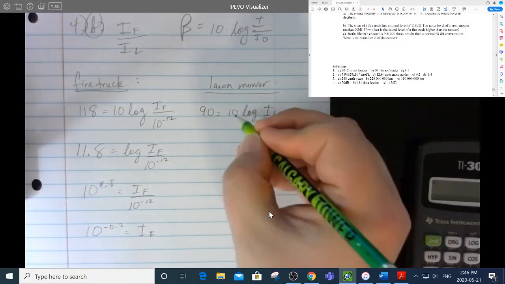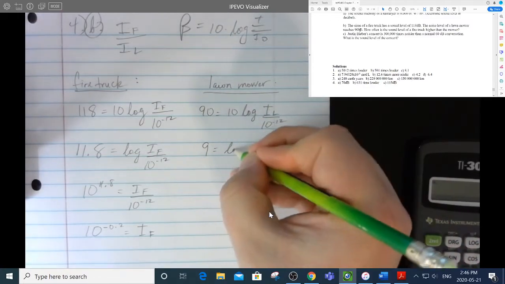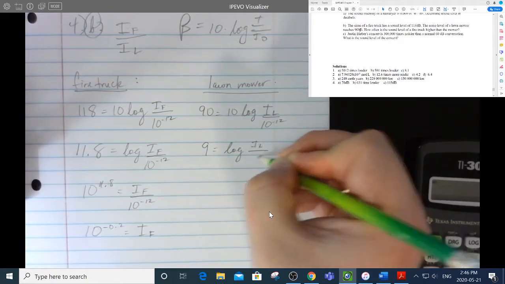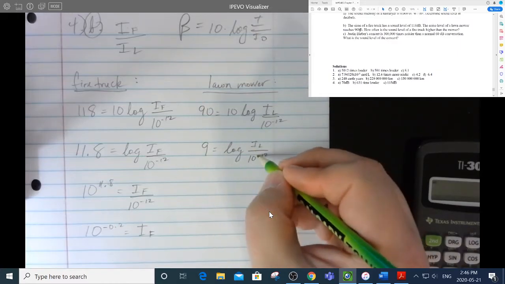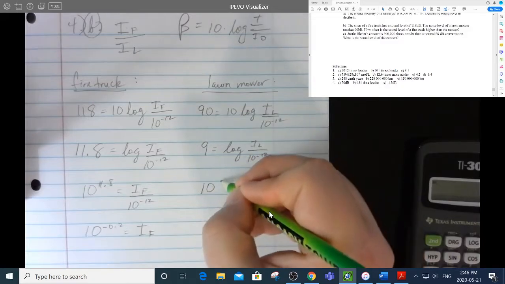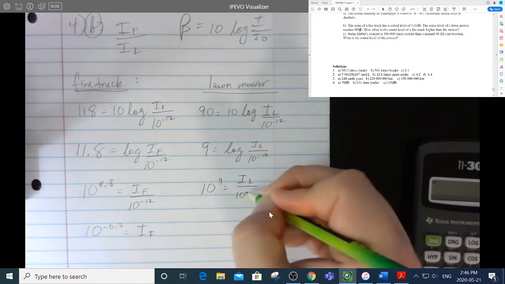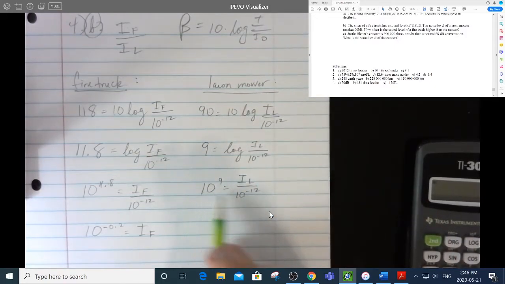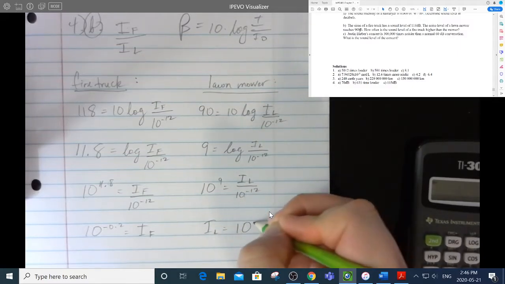And now let's do this one. So 10 divided into 90 is 9. And that's the log of IL over 10 to the negative 12. And then this is going to be 10 to the power of 9 is equal to IL over 10 to the negative 12. Okay, timesing both sides by this number is going to be 9 plus negative 12, which is actually negative 3. So IL is equal to 10 to the negative 3.